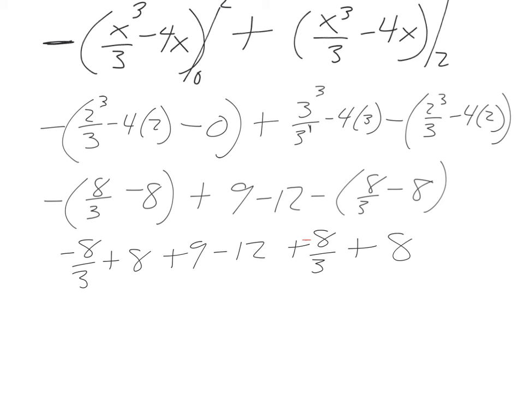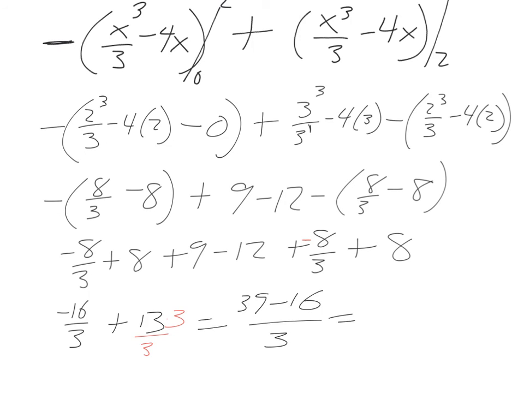Okay. I'm going to do the parts that are easy for me. These 2 things together just make a negative 16 thirds. And then we just work through all of this. You got an 8 plus 9, that's 17, minus 12 is 5, plus 8 is 13. And if we want common denominators, we could do that real quick. And so what we really have here is 39 minus 16 over 3, which is 23 thirds. Okay, I get it.